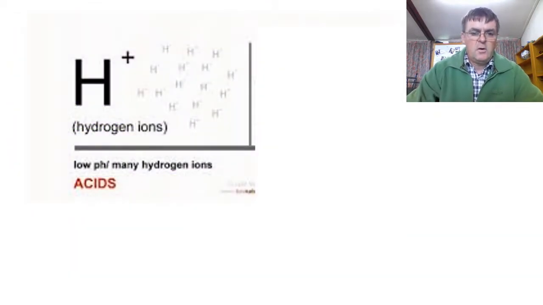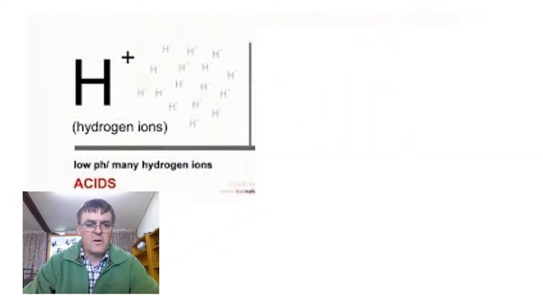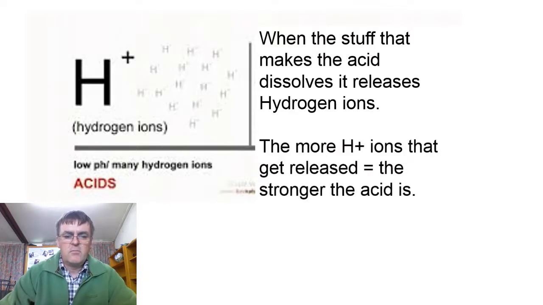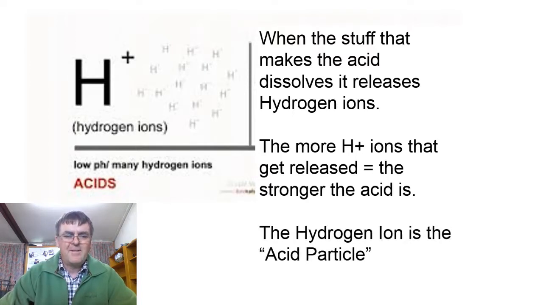So hydrogen ions are really what we're looking for. Whatever's making the acid, when it dissolves, usually into water, it releases these hydrogen ions. These are hydrogen atoms that have lost an electron. They're looking to fill that gap. They're looking for something to hang on to. So the more of these hydrogen ions that get released, the stronger the acid is going to be. The hydrogen ion is the acid particle. So if you've got these in solution, you've got an acid.